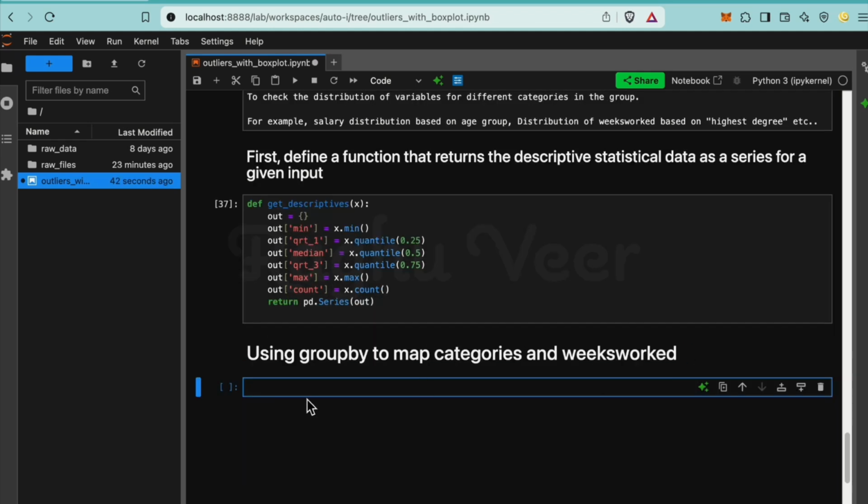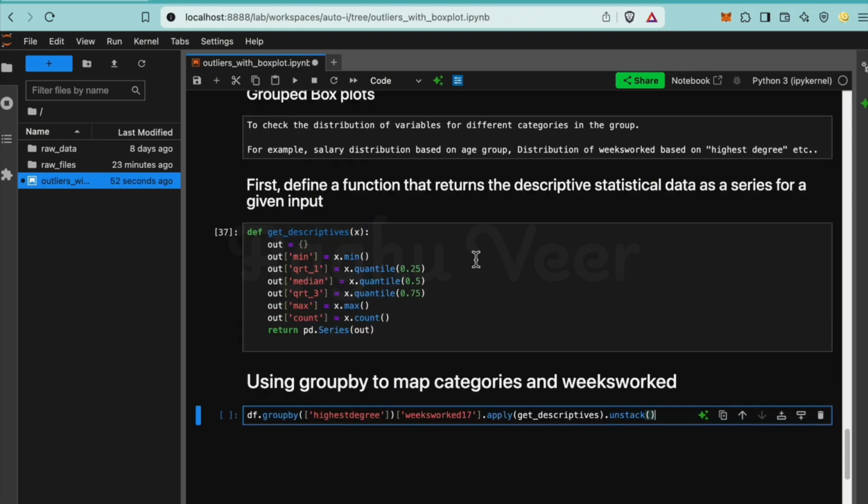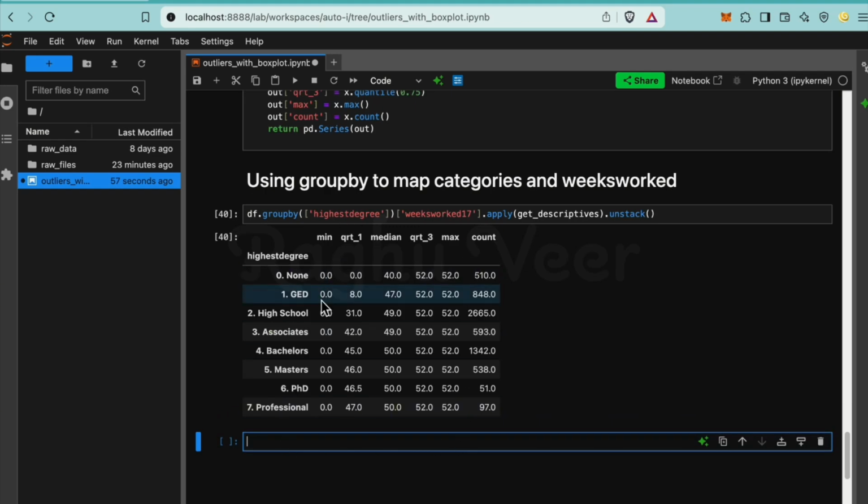Now I'm using groupby to map categories and weeks worked. So group by highest degree and weeks worked, apply this function get_descriptives, and unstack it. So now we got a table of the highest degree against all the descriptives: minimum, quartile 1, median, quartile 3, maximum, and count. Now based on this data, I could plot a grouped box plot.